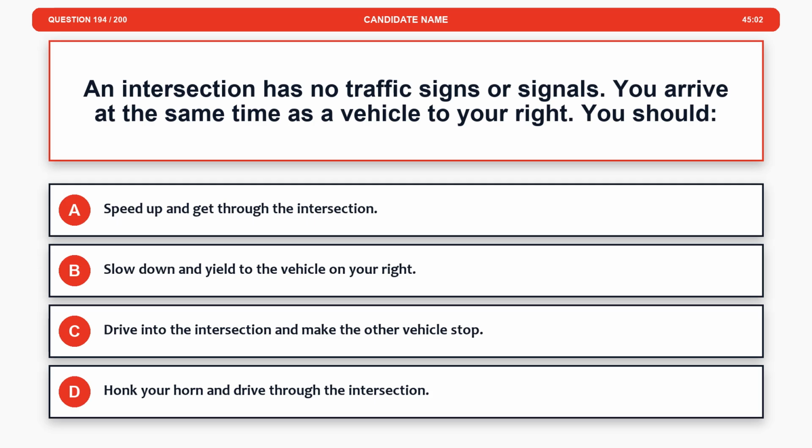Question 194. An intersection has no traffic signs or signals. You arrive at the same time as a vehicle to your right. You should: Option A, speed up and get through the intersection. Option B, slow down and yield to the vehicle on your right. Option C, drive into the intersection and make the other vehicle stop. Option D, honk your horn and drive through the intersection.